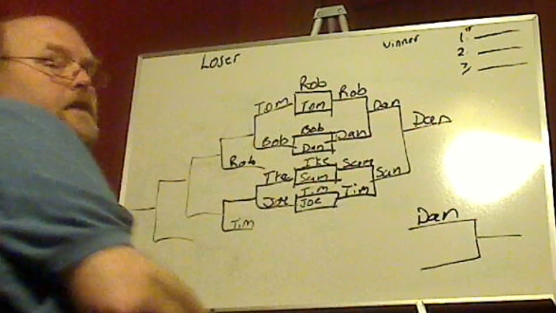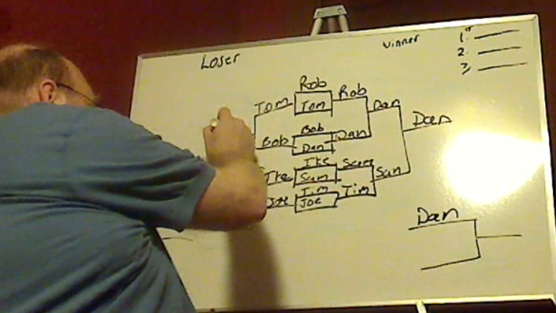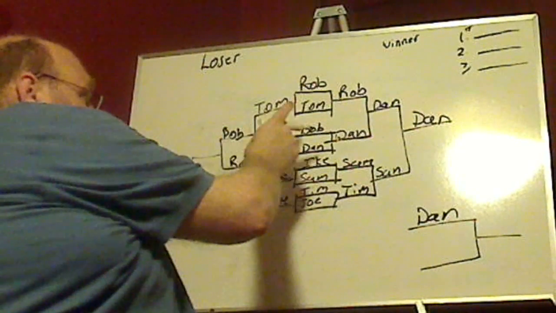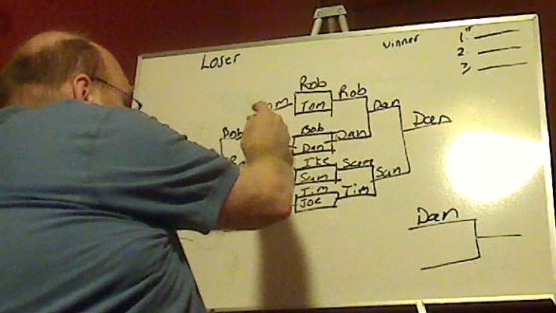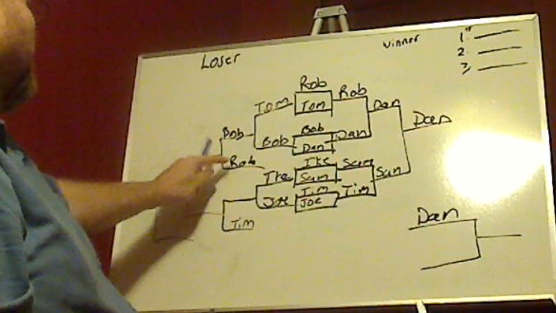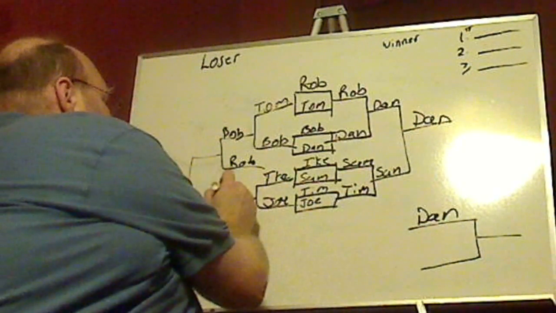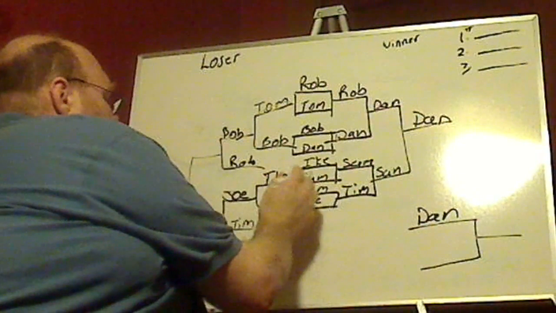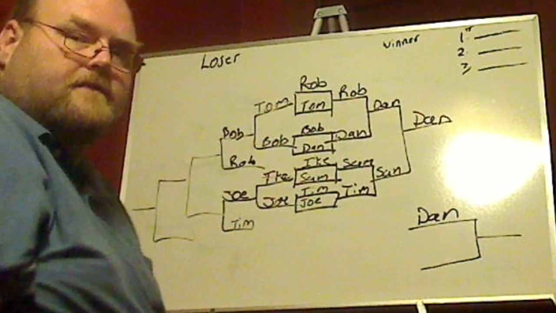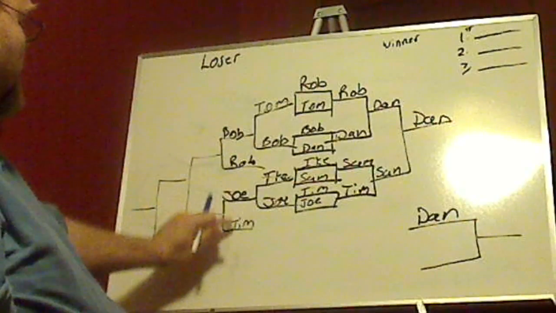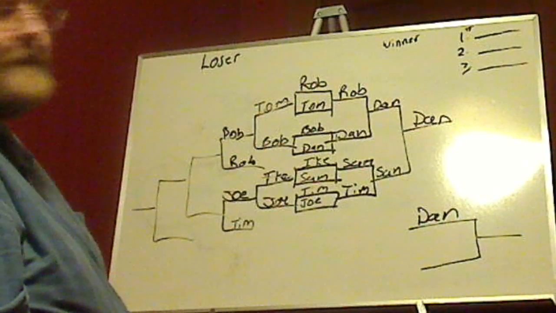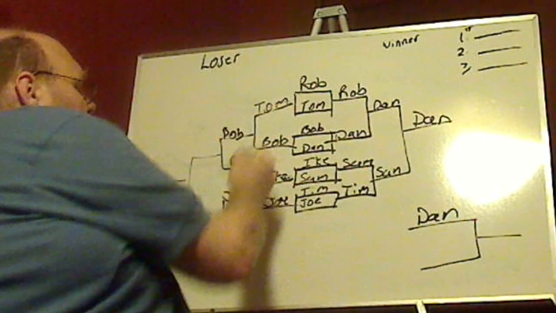We got Tom and Bob. Let's say Bob wins. This is the second time for Tom to lose, so he's out. We got Bob and Rob. Then we still got Ike and Joe. Let's say Joe wins that one. That's Ike's second loss, so he's out. Now we have Joe and Tim, Bob and Rob, correct? So we're going to let Bob and Rob run.